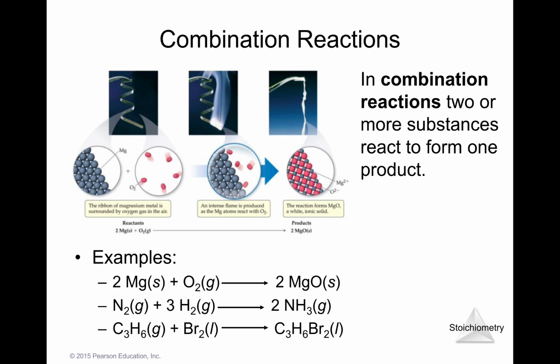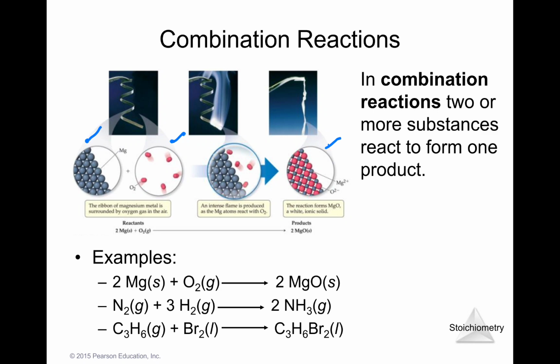Now, in a combination reaction, we have two or more substances getting together to form one product. We have examples here. In the first one, we have magnesium metal reacting with oxygen gas to form magnesium oxide. So notice we have the metal, magnesium. It's a solid. We have the gaseous oxygen. If we apply heat to activate the process, then the magnesium and the oxygen react to form the solid, which is actually a white powder, magnesium oxide.